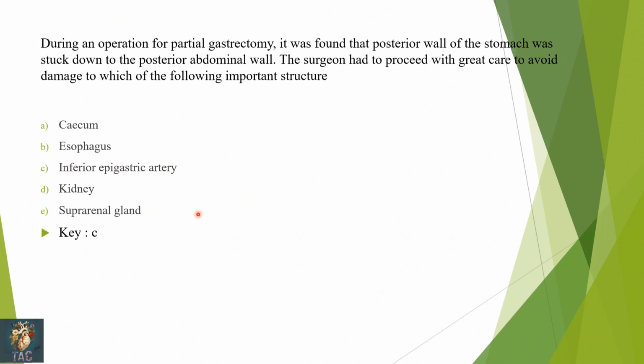So this is the inferior epigastric artery which is present behind the stomach in relation to the posterior wall of the stomach, and the surgeon has to be careful about it. So this is the answer, that is C.